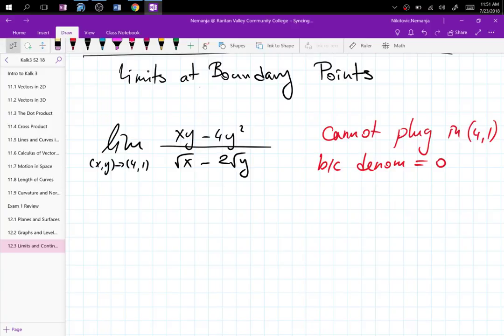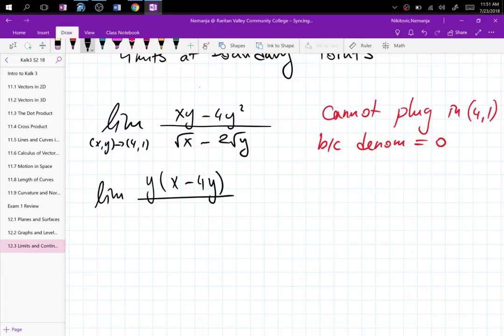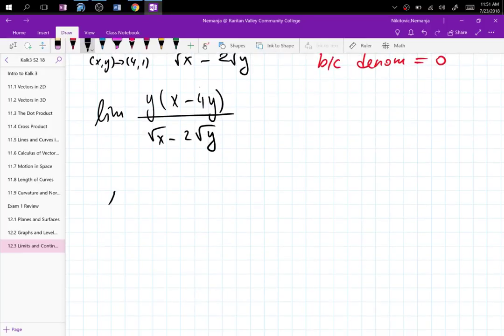So what else could we do? Well, in this case, I can do a lot of factoring. So we have the limit, and I can kick out y in the numerator and have x minus 4y divided by square root of x minus 2 root y. So all I did is I factored out y. Now, if you are not familiar with the fact that you can factor anything, now is the time to get familiar with the fact that you can factor out anything. You can factor out x minus 3.